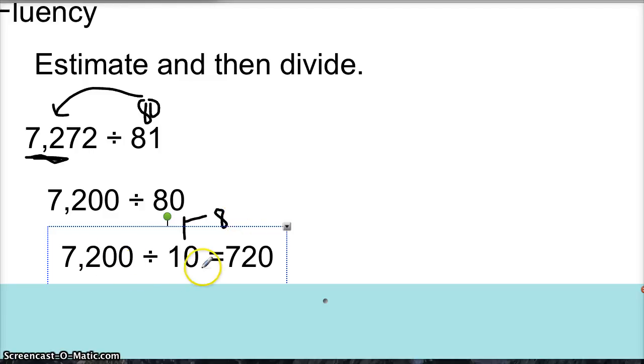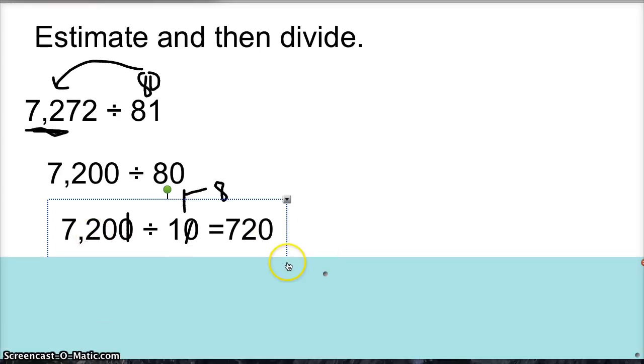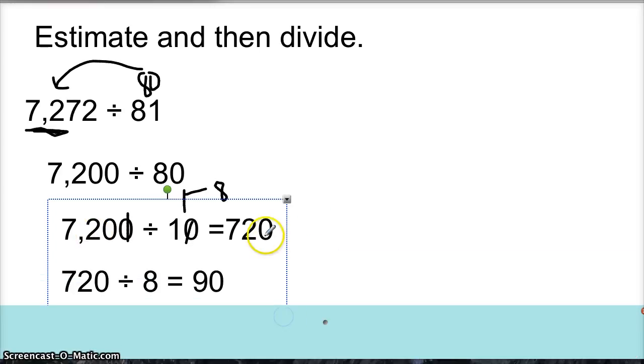So I'm going to divide by 10, and then I'm going to divide by 8. So 7,200 divided by 10, I'm just getting rid of 1 zero because I have 1 zero in my 10, and that is leaving me with 720. Now I'm going to take that answer, 720, and divide it by the second part, 8. And 72 divided by 8 equals 9, and then I have this 0. So my answer is 90.